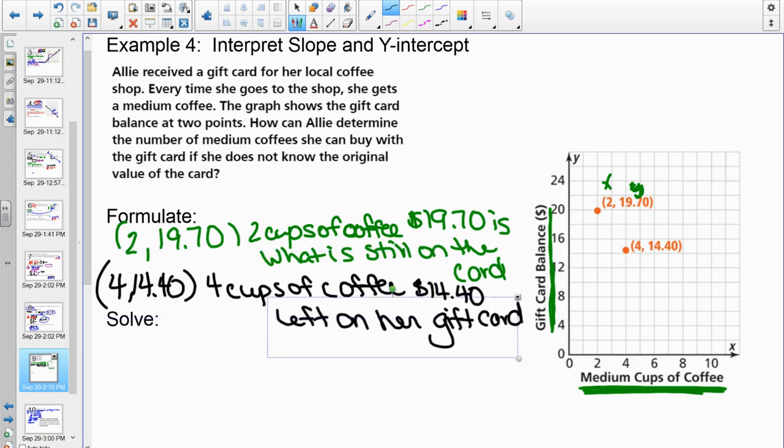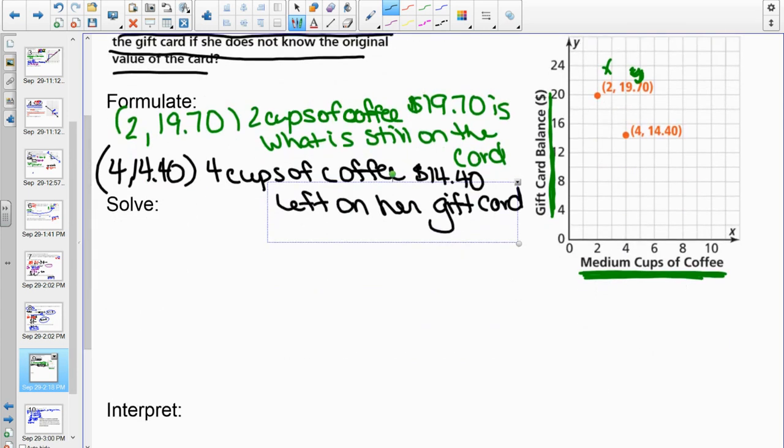What I'm looking for is, the question is, how can Allie determine how many medium coffees she can buy with her gift card if she doesn't know the original value? Since this is linear, it's going to help us to find the y-intercept. If we can find the y-intercept, that means we can quickly find how much our lovely Allie had on her gift card to start with.